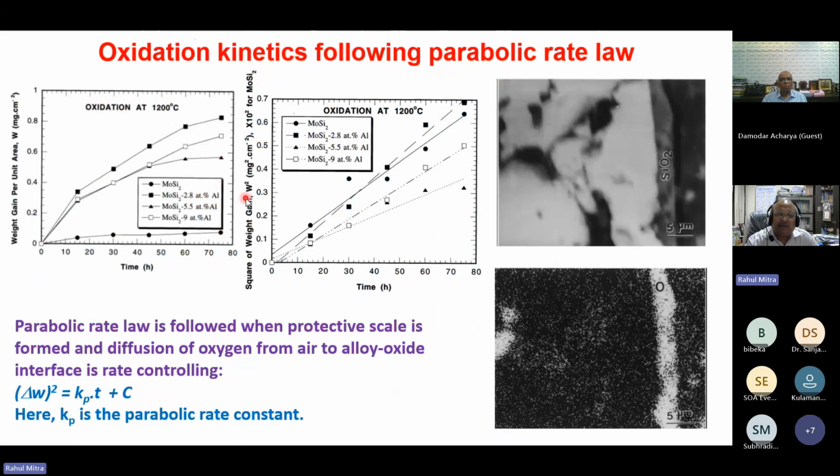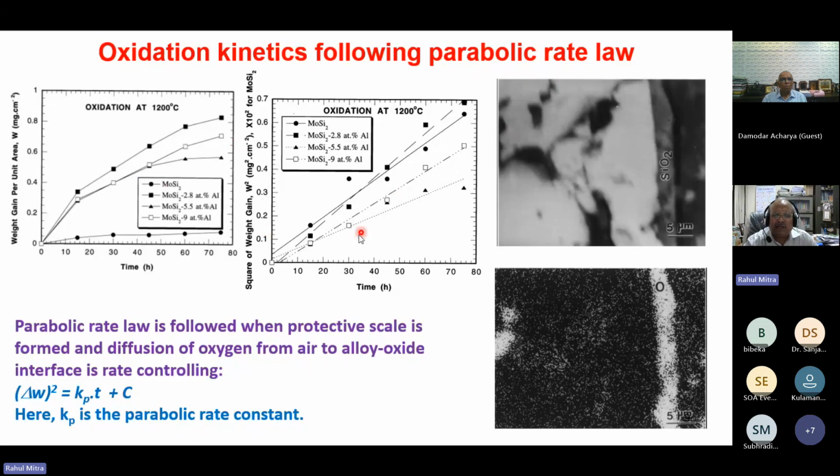And what is desirable is the least mass gain with increasing time at a temperature of exposure like 1200 degrees centigrade, and also a parabolic type of behavior where this relation is followed. Delta W squared, the change in mass squared, is equal to Kp, the parabolic rate constant, multiplied by time, plus some constant. So you see the plots of W squared versus t, which show more or less a linear fit. So this shows there is a parabolic trend of behavior observed for molybdenum disilicide.